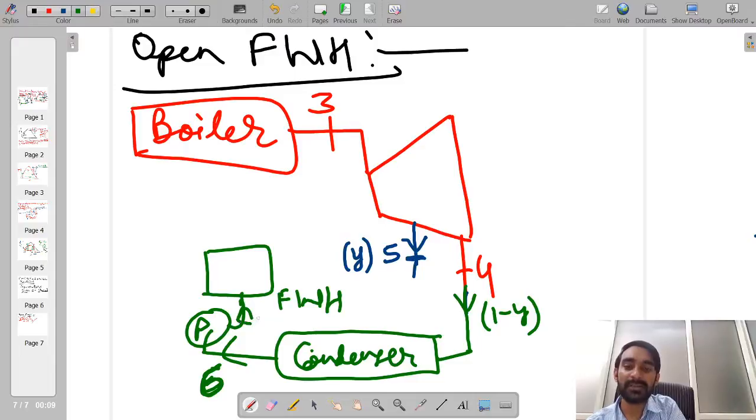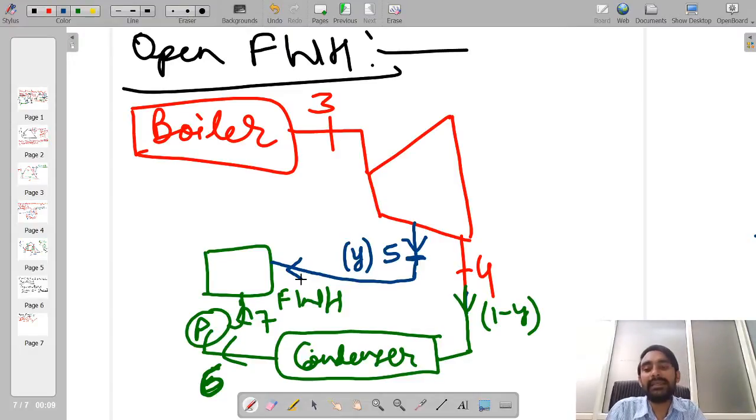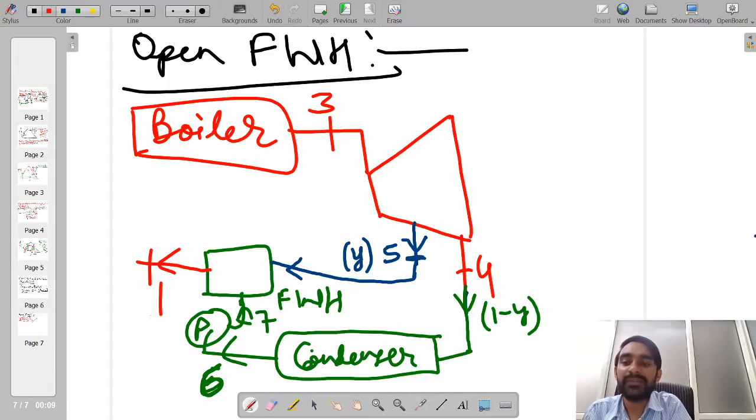So say its thermodynamic state is state number 7, and then whatever the amount of steam we have extracted at the intermediate pressure from the turbine, that amount also we have added inside this feed water heater, and then we allowed both these streams to exchange the mass and energy with themselves, and then whatever the final state we are getting at the exit, say this is nothing but state number 1, that basically then we have pumped back once again to the boiler pressure.